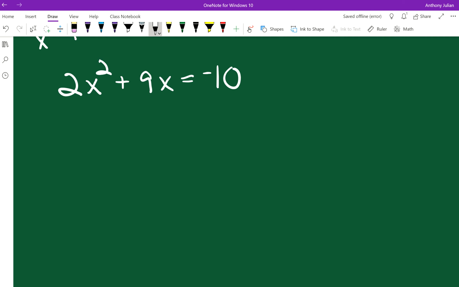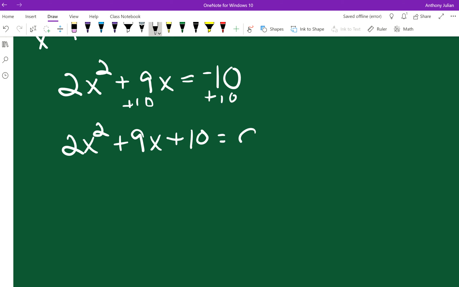So it's a quadratic equation. Let's get it equal to 0. How about 2x squared plus 9x plus 10, because I'm adding 10 to both sides, if I want to do it that way, equals 0. Now this is it. This is what I've got to factor now.